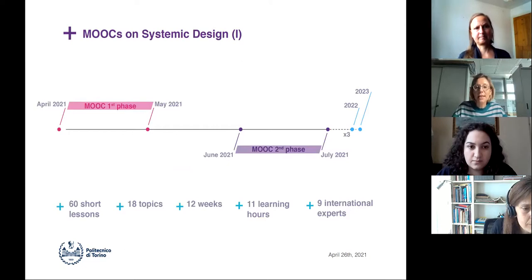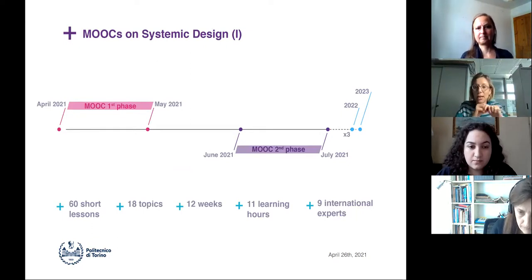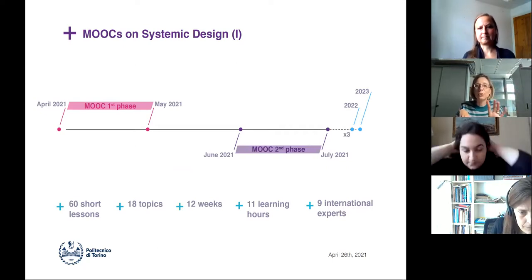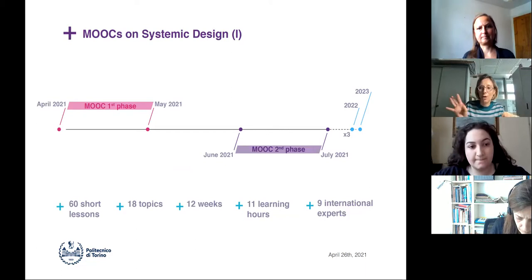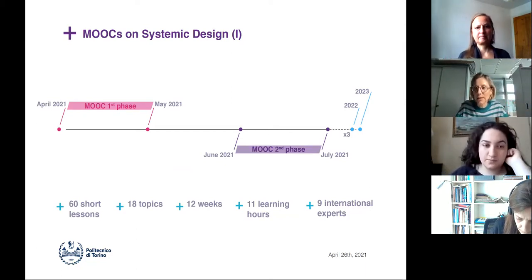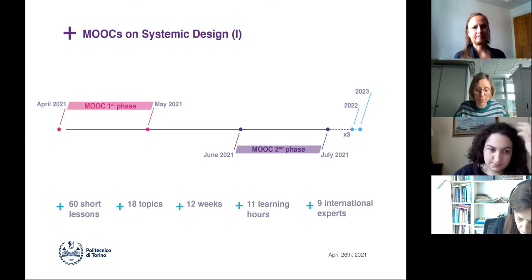Nowadays, we are running the first run on the three domains, and it is on circular cities. We started at the beginning of April, and the course is divided in two phases. One lasts from April to May, and the second from June to July, also to guarantee to the companies that participate in that MOOC an accelerator process.